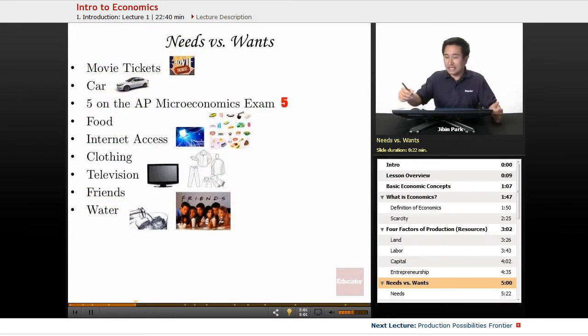So let's go back to needs and wants. So what are a common list of needs out there? Again, this list could go on and on. In my AP classes and in my regular econ classes, I have students put down the different needs that they have as high school students.